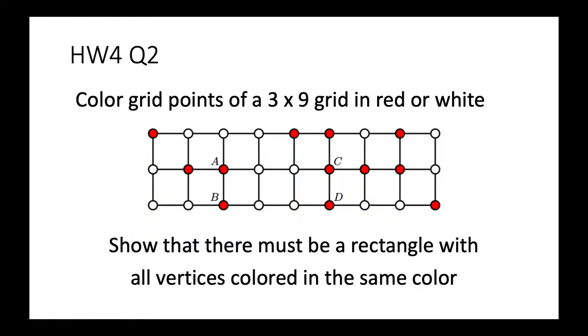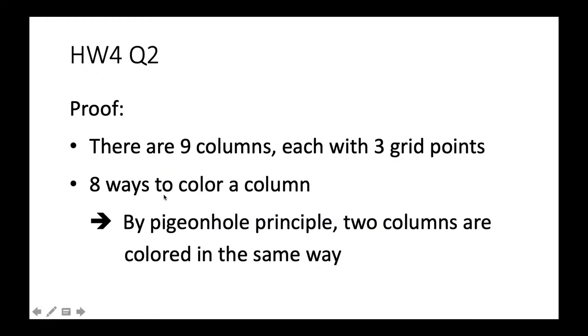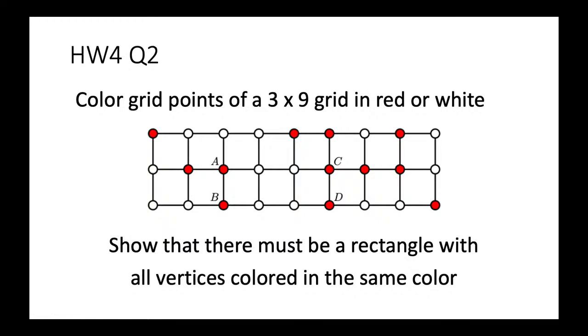But now there are 9 columns, and there are only 8 ways. That means that at least 2 columns are colored in the same way. So in particular, let's see in this particular example whether we can find 2 columns colored in the same way. Let's see.